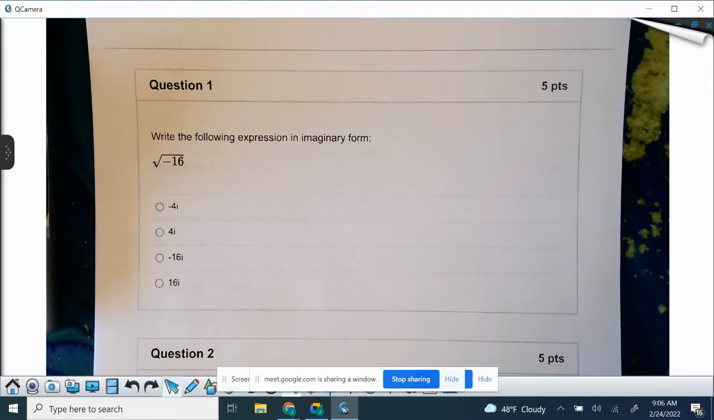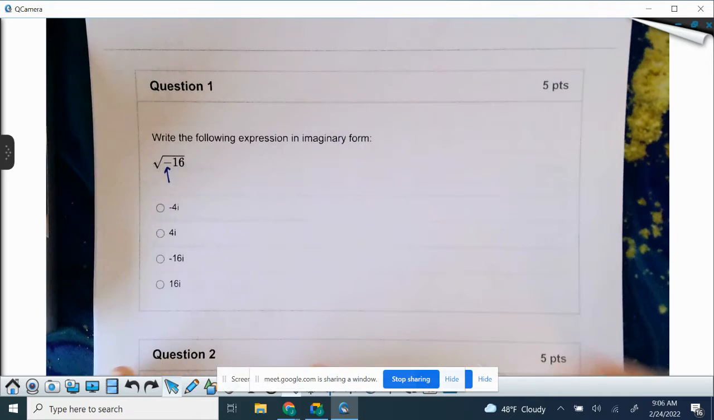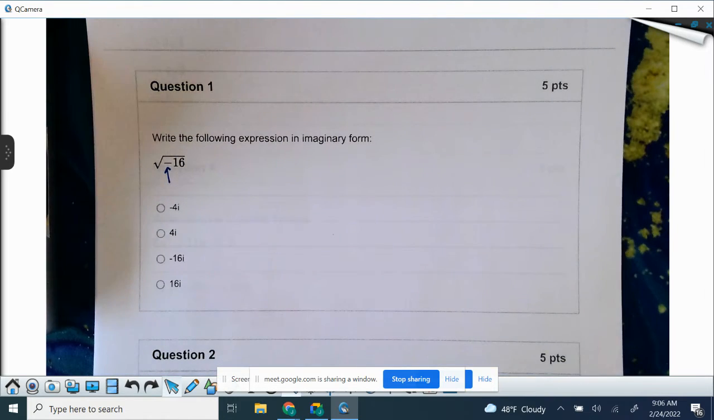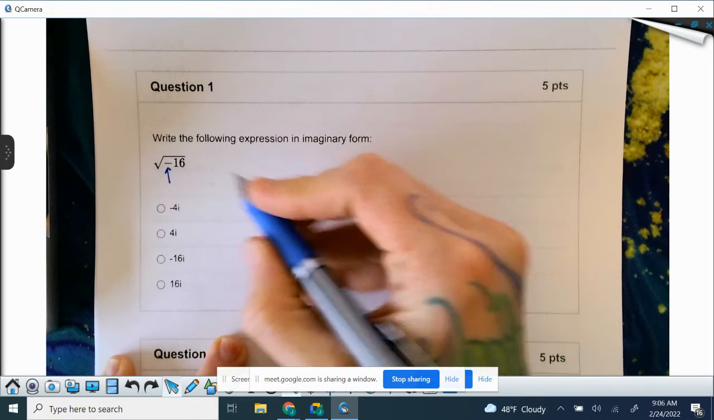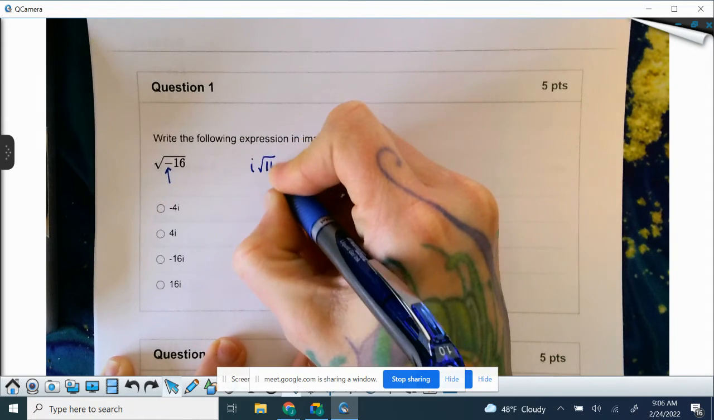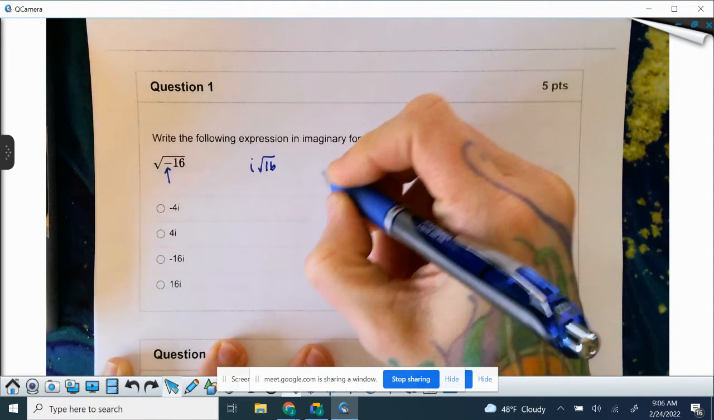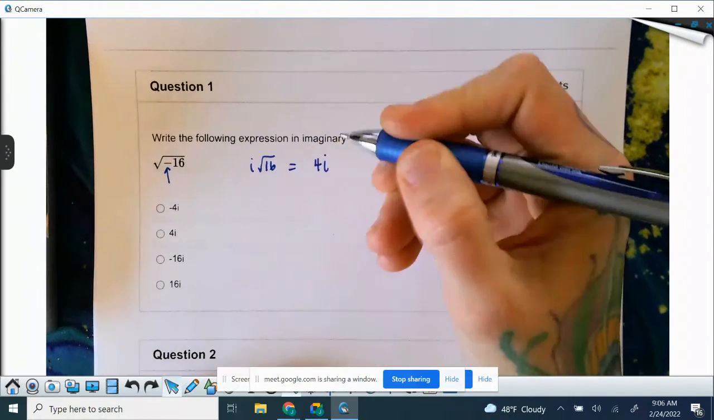So your first one, write it in imaginary form. Remember, that's just that problem that you have a negative under the root bar. So in Math 1, that's when you go, oh, I can't solve it, and walk away from it. Now we are using our i, which allows us to actually come up with an answer. And then you're thinking i and the square root of 16, and the square root of 16 is going to be 4. So it's going to be 4i is your answer.